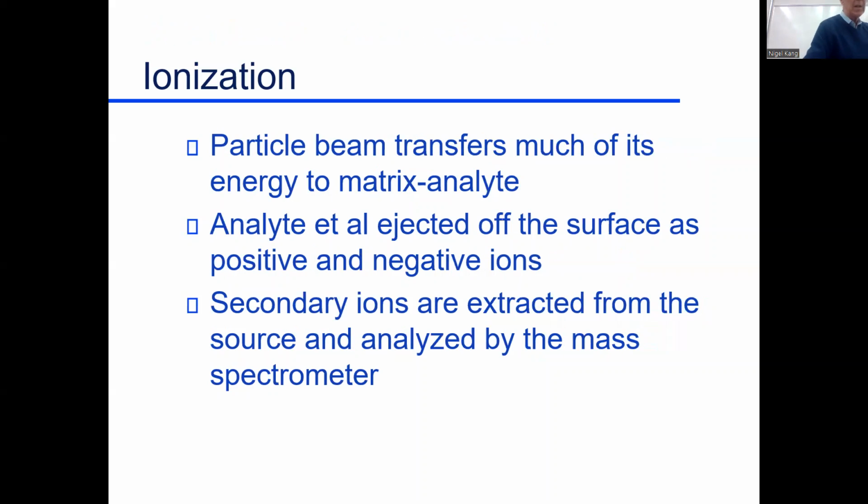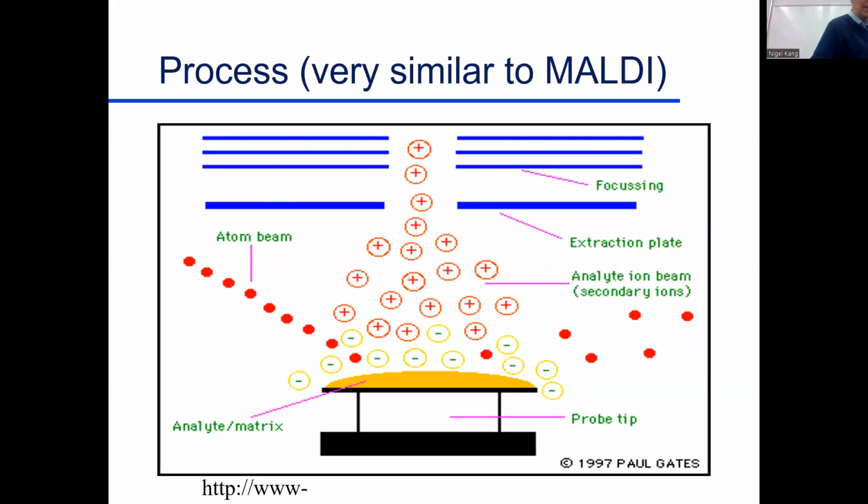The particle beam transfers much of its energy to the matrix, again just a little different energy, a little different way it's done. Analytes are ejected off the surface, and I think I have a diagram of that that maybe makes more sense for you. Secondary ions are formed and get analyzed by the mass spectrometer. So this is the fast atom bombardment. Here's our matrix, here's our sample. We get atoms actually coming in, not electrons, but high energy atoms. This transfers energy, and it gives off fragments or pieces of this molecule that again get drawn out of the machine and counted up there.